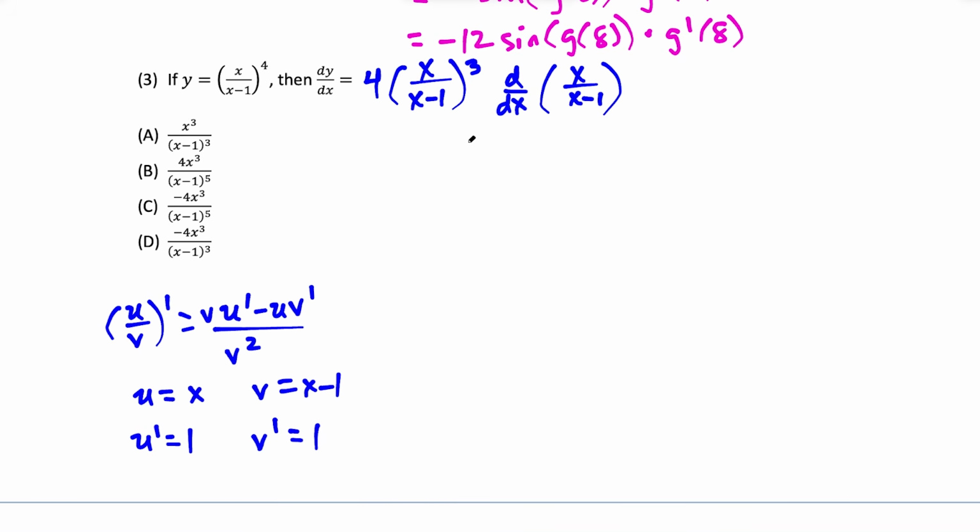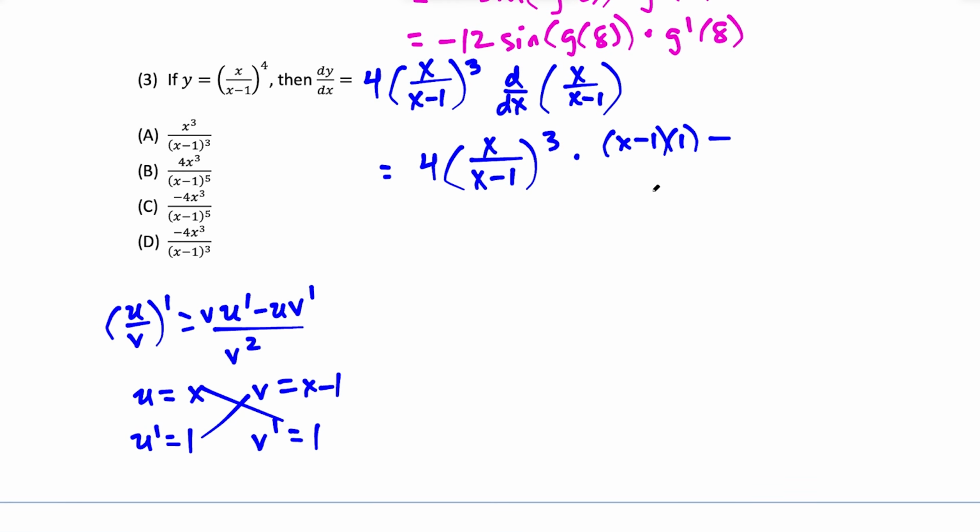So now for our next line, let's go ahead and apply the quotient rule to find the derivative of x over x minus 1. So we have 4 times x over x minus 1 to the third. And now we're multiplying this by, we apply the quotient rule. And just know the order is very important with the quotient rule because of the subtraction up top. So we have v times u prime, so x minus 1 times 1, minus, and then we have u v prime, which is x times 1. So we're multiplying 1 times x, or x times 1. And this is all over v squared on bottom. So the denominator squared, we're going to have x minus 1 squared like this.